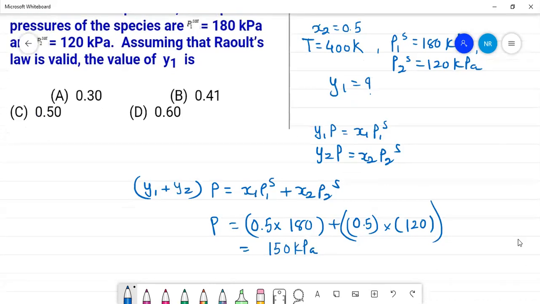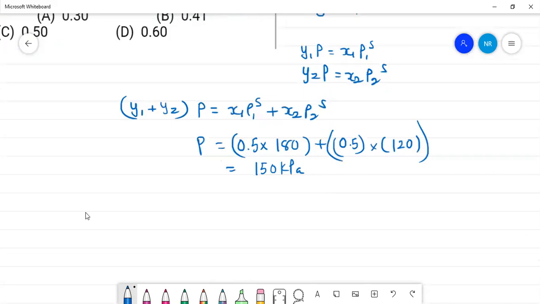Okay, thank you, Deepak. So now what we have to find out? We have to find out Y1. So Y1 is equal to X1 P1 saturation divided by total pressure. So 0.5 multiplied by 180 divided by 150.